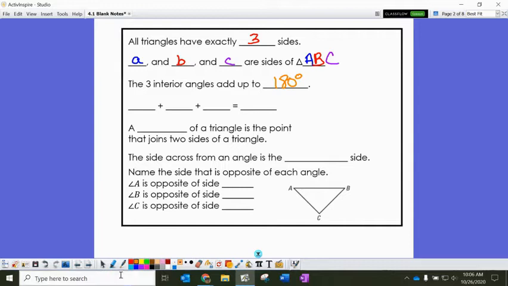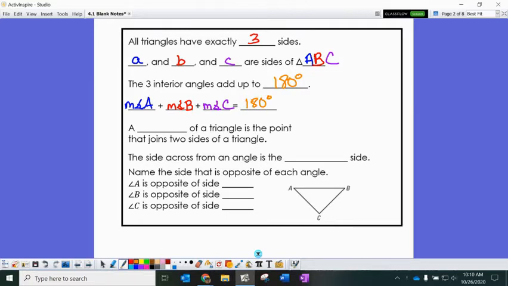So we can say the measure of angle A plus the measure of angle B plus the measure of angle C will add to equal 180 degrees.